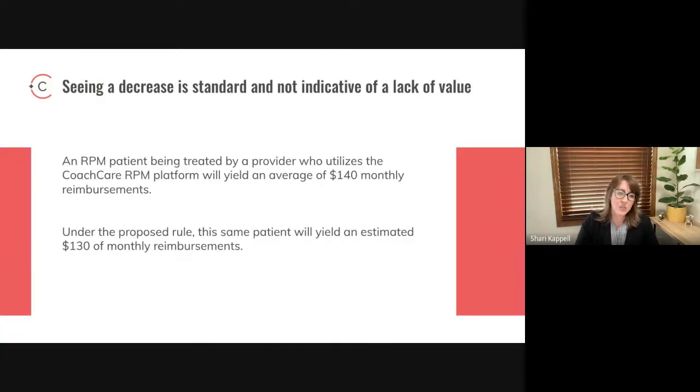Now, I would like to note that seeing a decrease is standard and it's not indicative of a lack of value. Regarding the CPT codes that our RPM platform supports, the reimbursement decrease is relatively insignificant. So right now, an RPM patient being treated by a provider who uses our platform will yield on average around $140 of reimbursements monthly. Under this proposed rule, that same patient will yield an estimated $130 of monthly reimbursements. So for those of you out there that are good with crunchy numbers, you can easily scale this based on the estimated number of patients that are eligible for RPM in your practice.